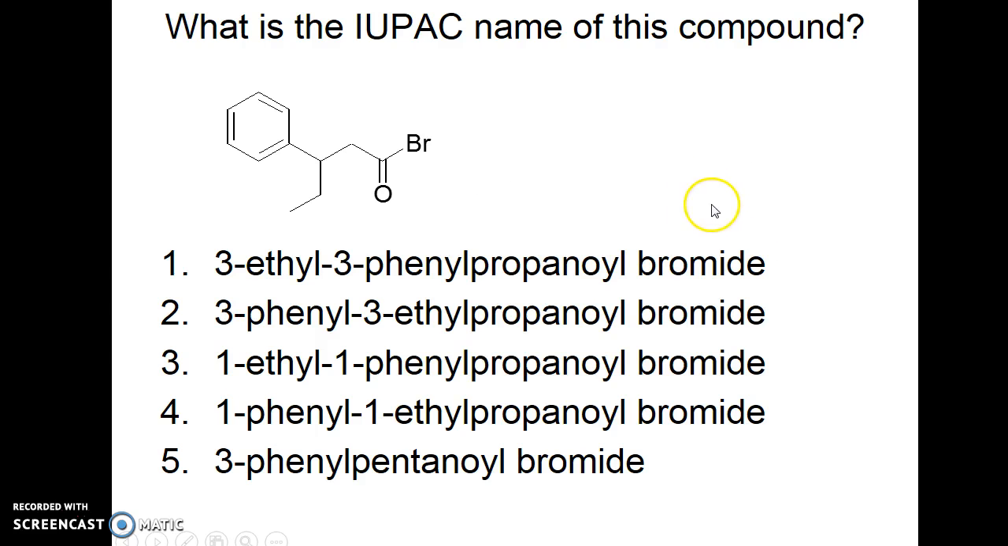What is the IUPAC name of this compound? Well, the longest chain that we have that has a functional group is this. So this is 1, 2, 3, 4, 5. That is pentanoyl bromide. Where's the phenyl? 1, 2, 3 phenyl. You would not want to call it propanoyl because that's not finding the longest chain. So it is going to be 3-phenylpentanoyl bromide.